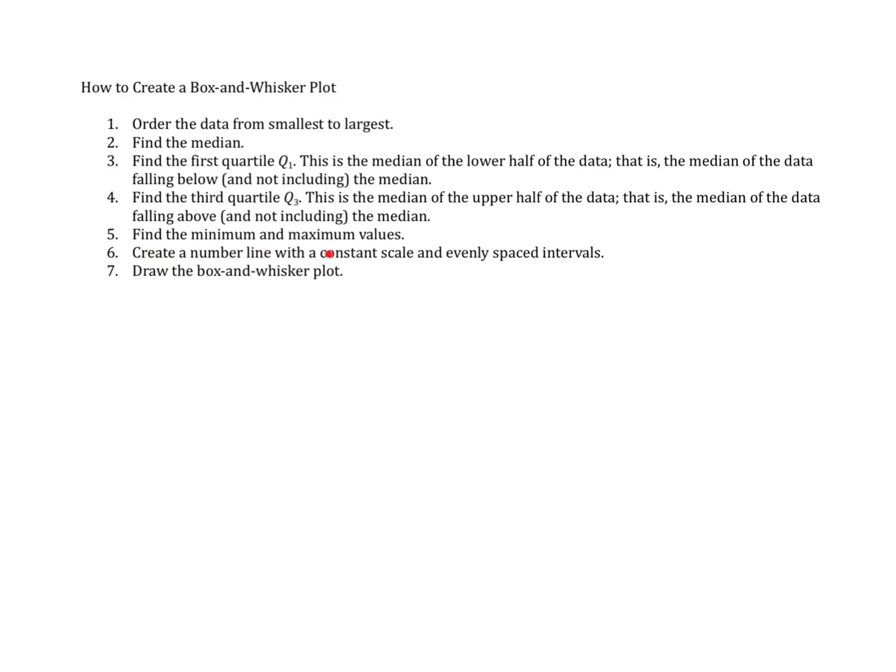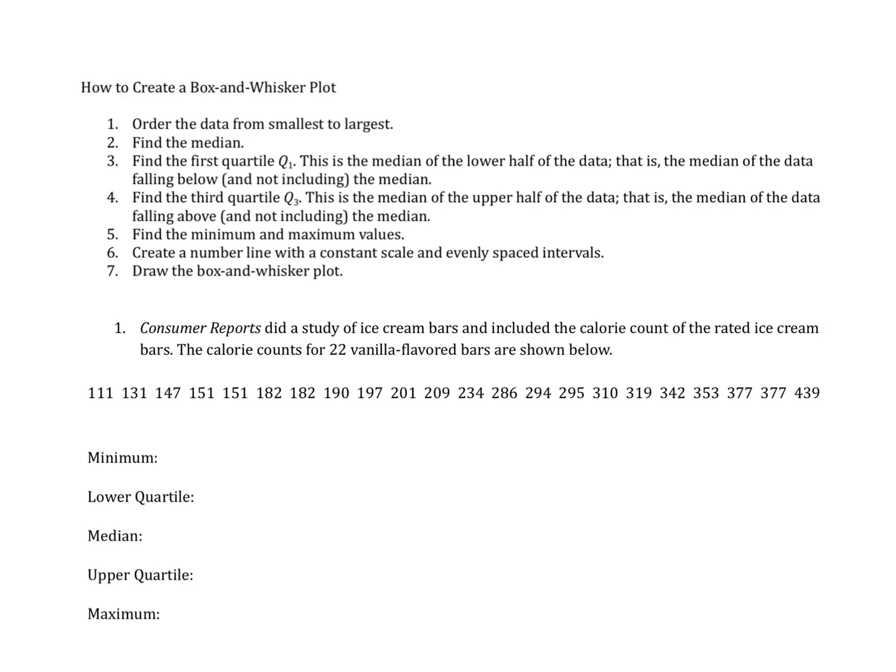Then you're going to create a number line with a constant scale and evenly spaced intervals. And then you'll draw your box and whisker plot with those 5 values, our 5-number summary: the minimum, Q1, the median, Q3, and the maximum. You'll put them in the corresponding places on the number line and create your box and whisker plot. Let's look at an example.